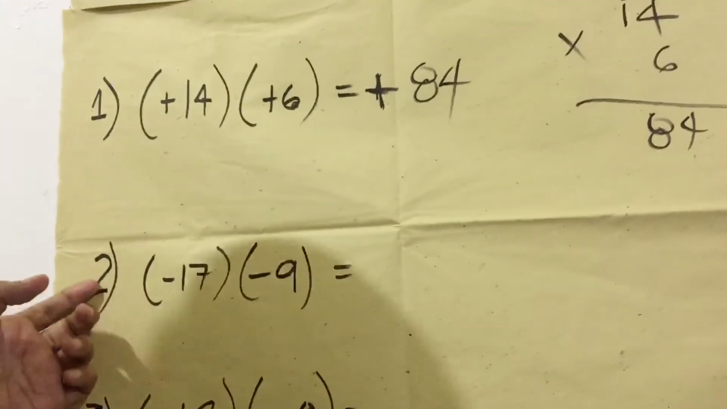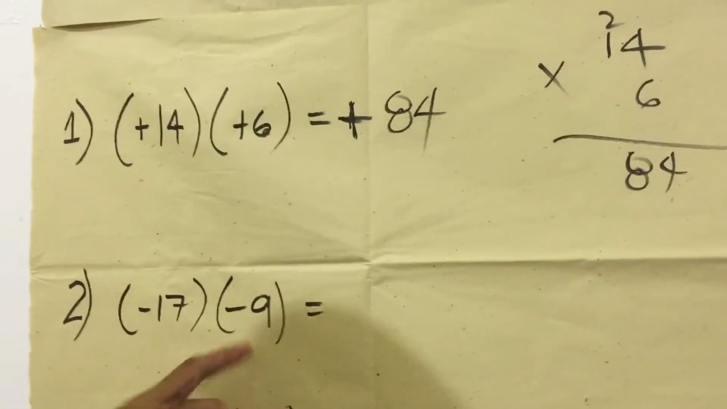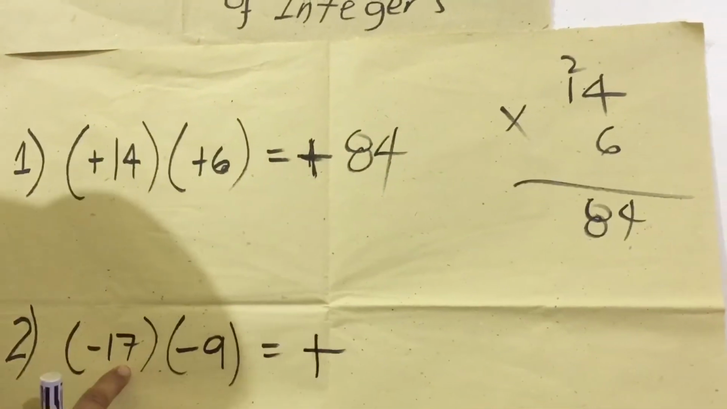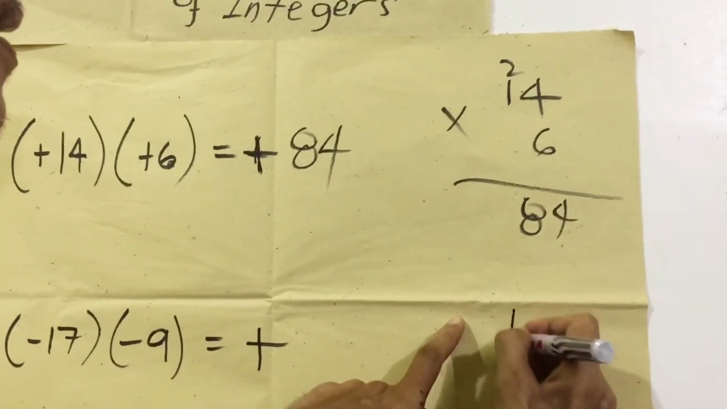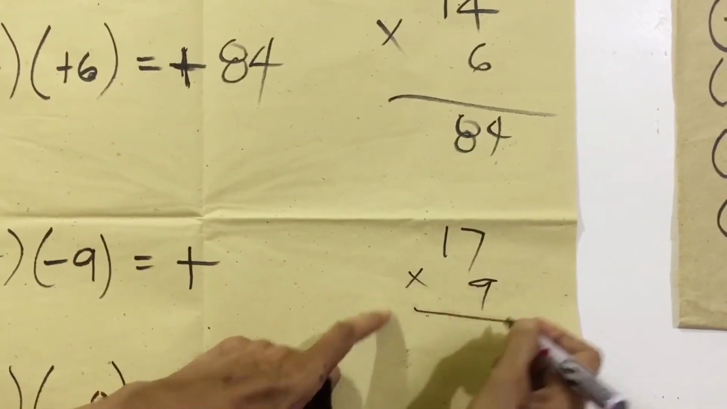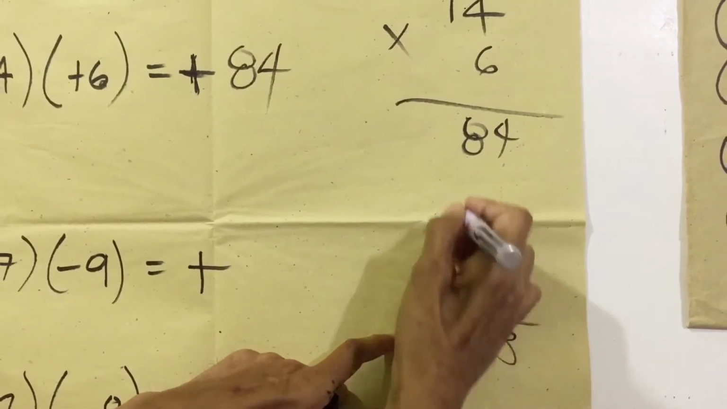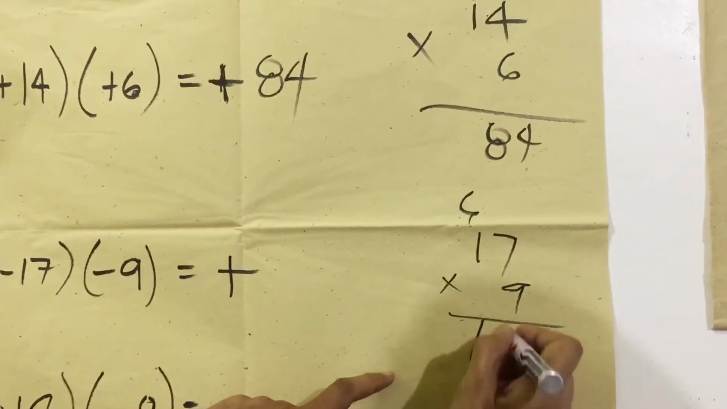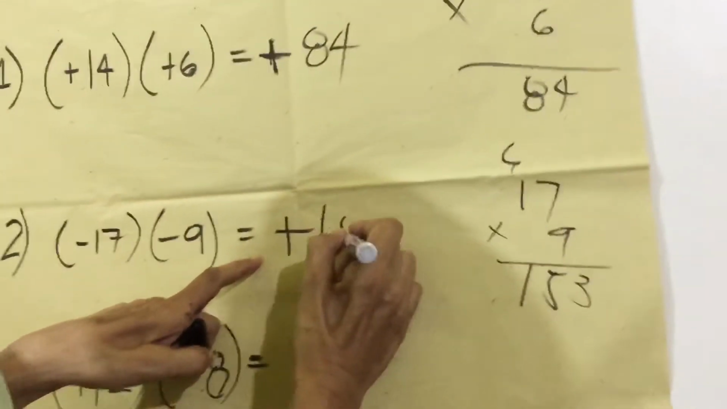Next, we have number 2. Negative times negative, the answer is positive because like sign. Then multiply 17 times 9. 9 times 7, 63, carry 6. 9 times 1, 9, plus 6 is 15. So 153.